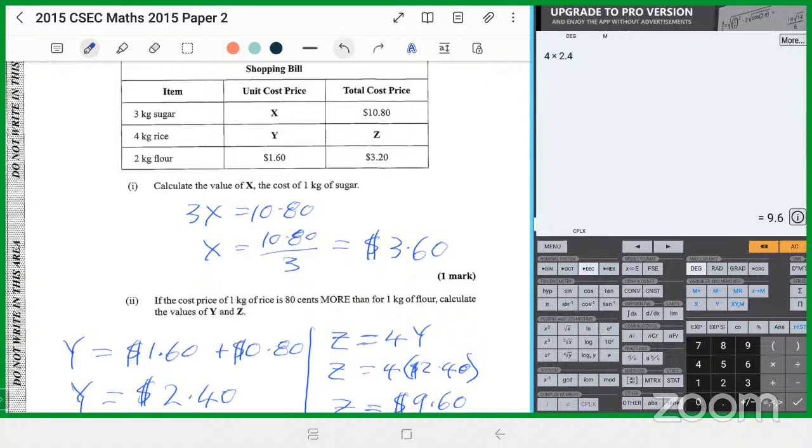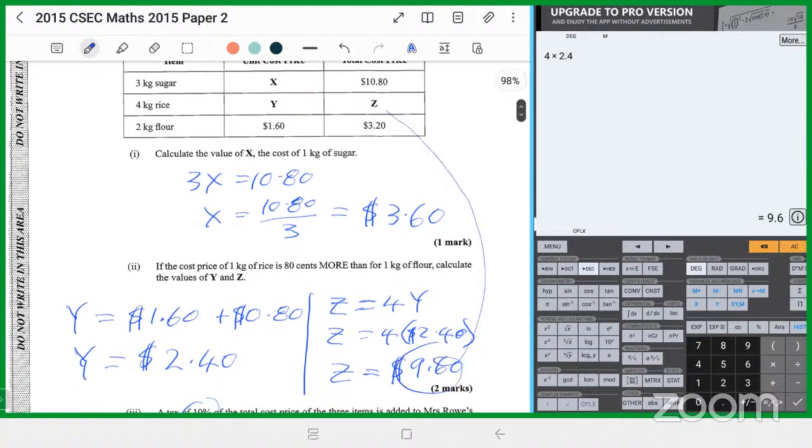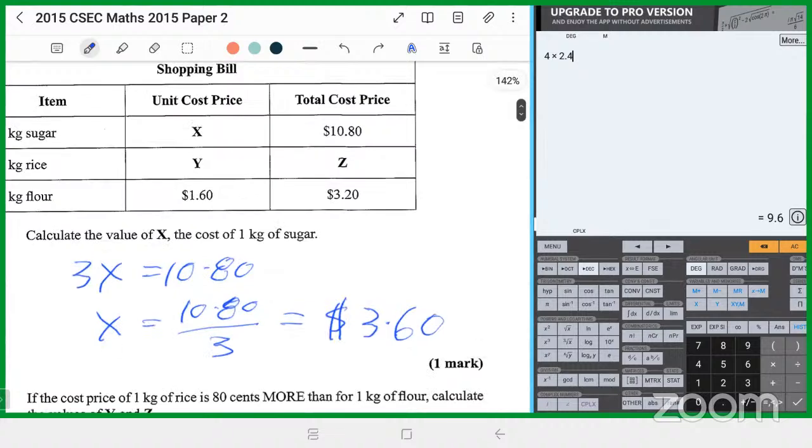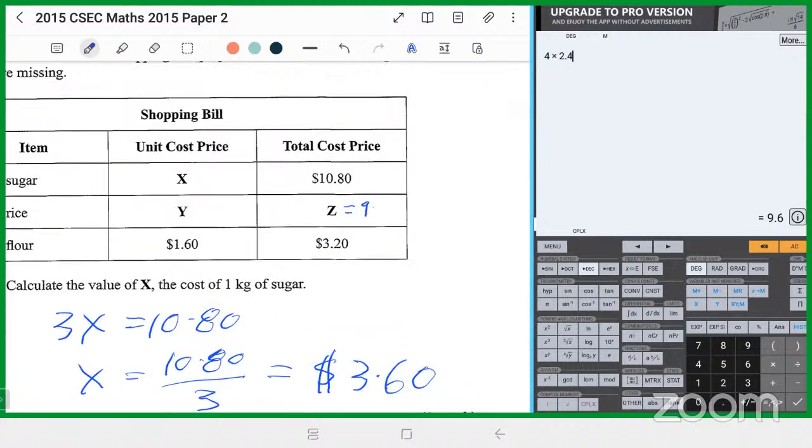So I'm going to put in that the z is $9.60 right here. I'm going to put it on the table. So this is really $9.60. And our total bill before tax is the sum of these 3 values, which we're going to work out over here. So it's 10.8 plus 9.6 plus 3.2. That's $23.60. $23.60 is the total. You're free to put this on the exam paper.